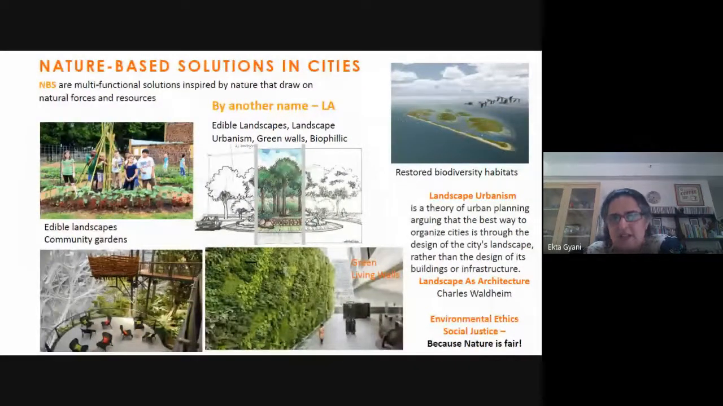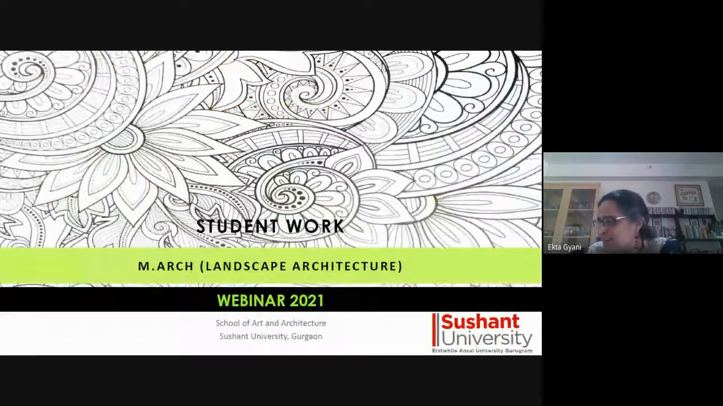So what architects are calling nature-based solutions in cities are actually what? It's landscape architecture by another name. Landscape architecture is also landscape urbanism by another name. Landscape as architecture, Charles Waldheim talks about it. Landscape architecture is also about environmental ethics, about social justice. Why? Because nature itself is fair. Nature doesn't say, I am going to feed you and not you. So landscape architecture ought to take some cues from nature, if I can say that.